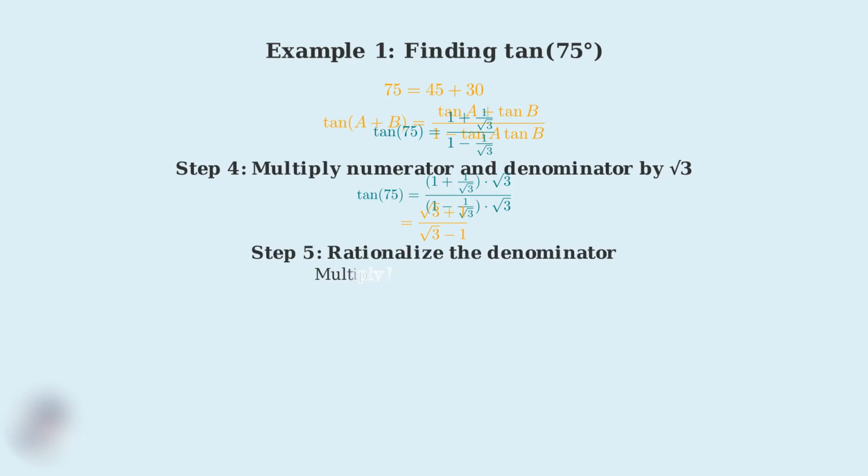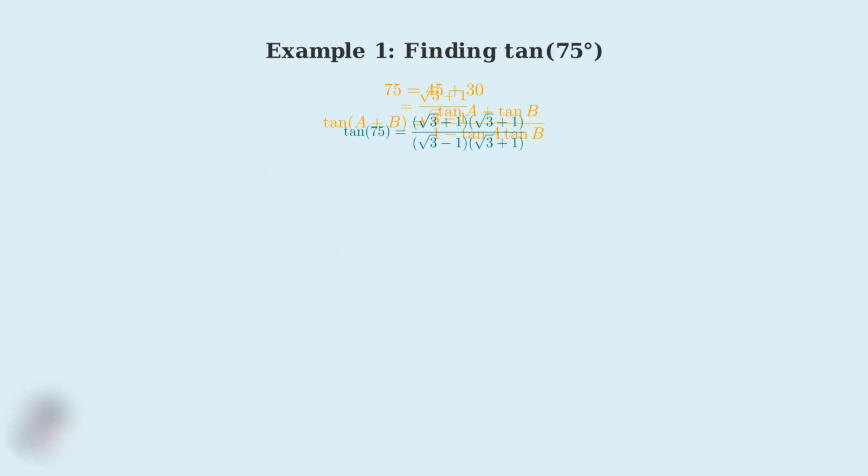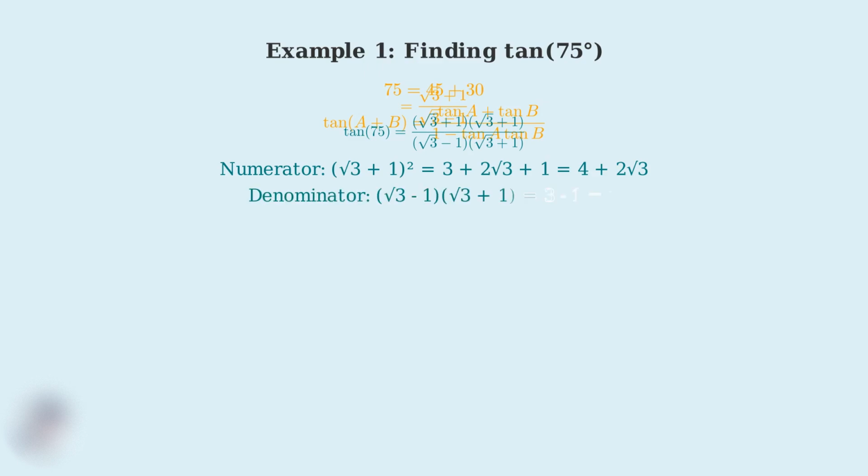Step 5. To rationalize the denominator, we multiply both numerator and denominator by the conjugate of the denominator, which is square root of 3 plus 1. Now we'll expand both the numerator and denominator to get our final answer. For the numerator, we expand square root of 3 plus 1 squared, which gives us 3 plus 2 square root of 3 plus 1 equals 4 plus 2 square root of 3. For the denominator, we use the difference of squares formula. Square root of 3 minus 1 times square root of 3 plus 1 equals 3 minus 1, which is 2.